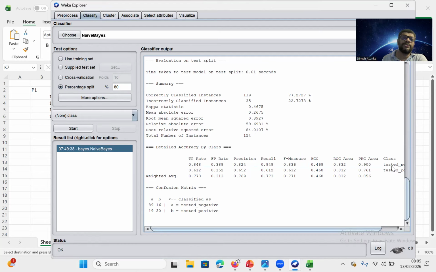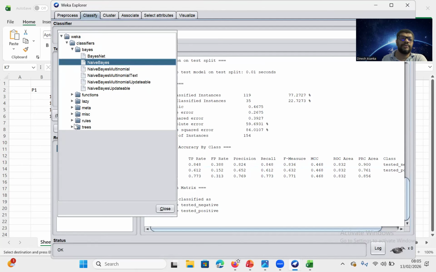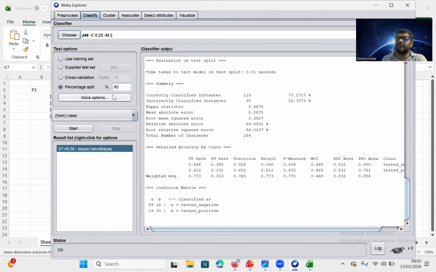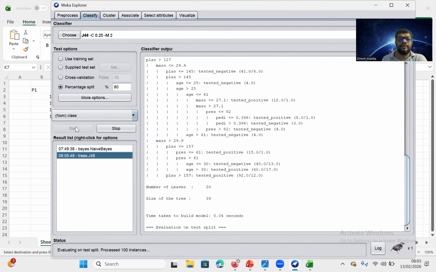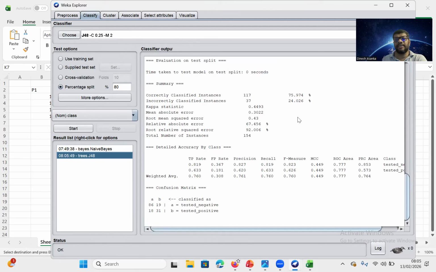Now here, I have chosen naive Bayes. Let me choose another algorithm. Let me choose J48, which stands for decision trees. Right. So you can see, let me check the values here again. The previous one's accuracy was 77%. This one's accuracy is 65%. But recall has improved. You can see the recall was 61% for the positive cases, but for the decision tree, recall is slightly improved to 63%.